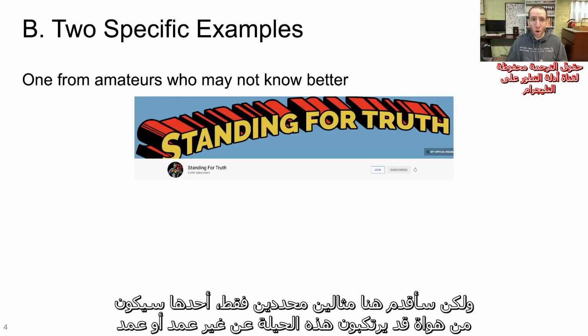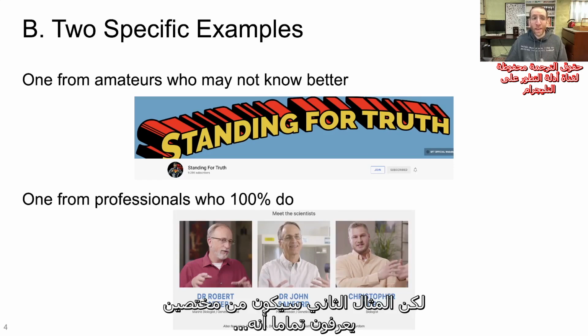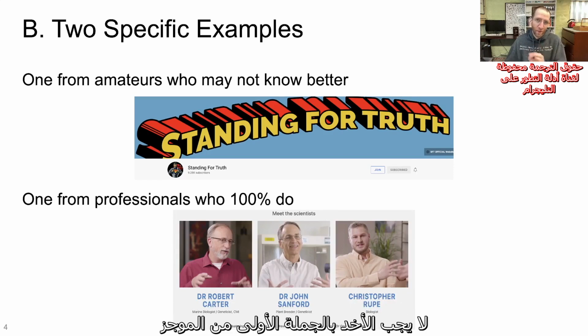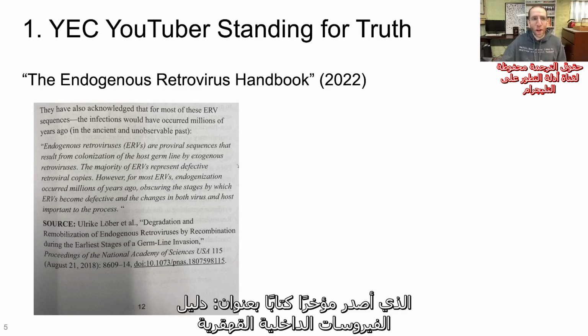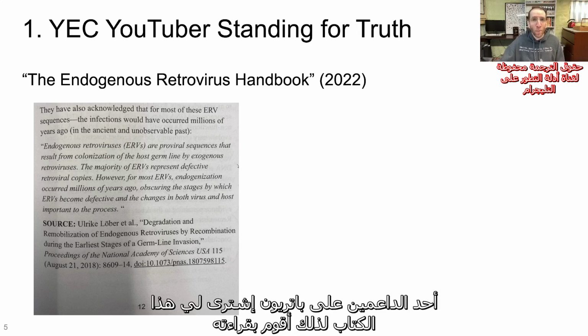One is going to be from amateurs who may or may not know better. But the second is going to be from professionals who 100% know better than to just lift that first line from the abstract. We'll start with our first example, which comes to us from young Earth creationist YouTuber Standing for Truth. He recently put out a book called The Endogenous Retrovirus Handbook, and one of my Patreon supporters bought this book for me, so I am reading it.